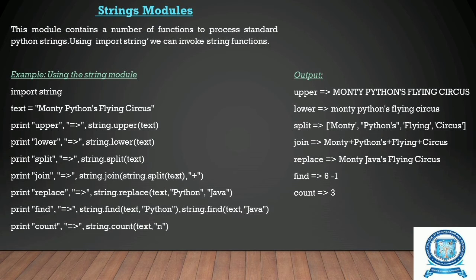So, print count: in the text, it counts how many n's there are. There are 3 n's, so it returns the value 3. This is the example given.